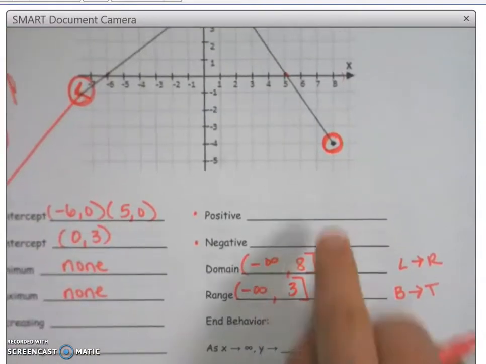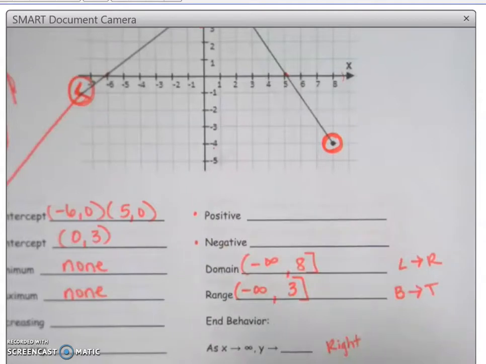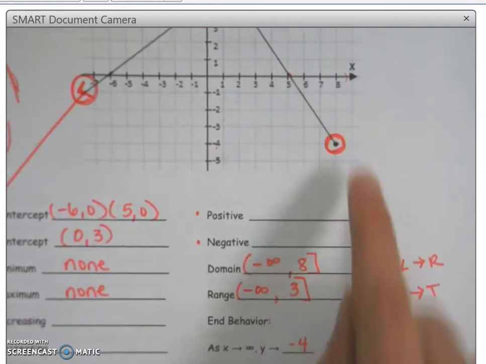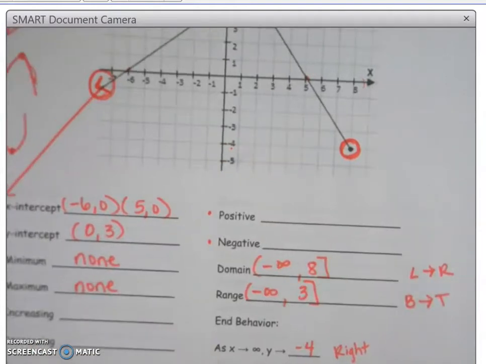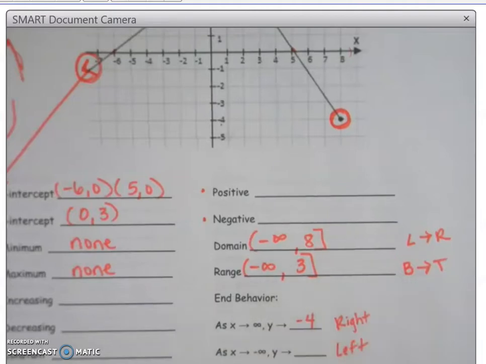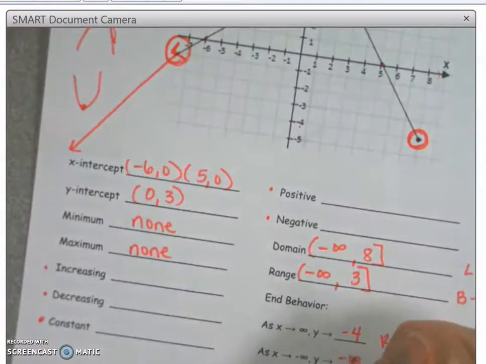The right-hand side of my graph is over here. And the right-hand side of my graph stopped at -4. It's as far as it goes. And I know I'm using -4 and not 8 because it says as y approaches. Y is going to -4. And this one over here says as x approaches -infinity. That's the left-hand side of my graph. The left-hand side of my graph is going down forever. So we call that -infinity.